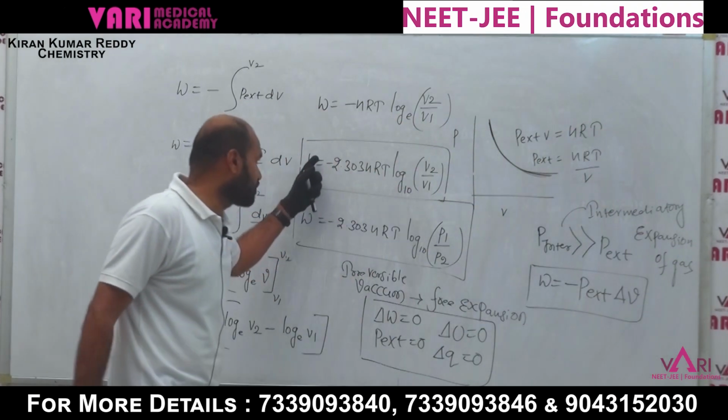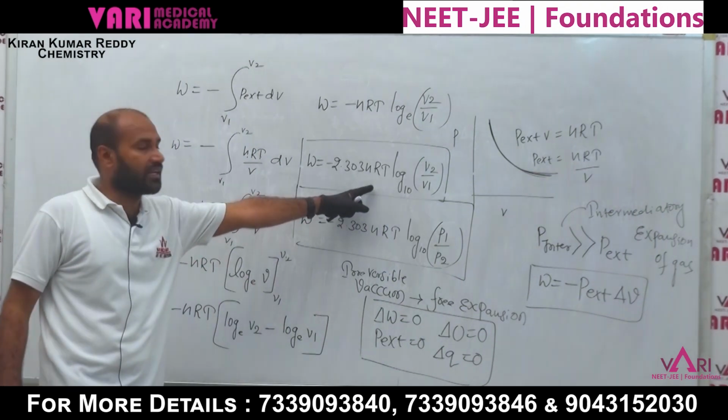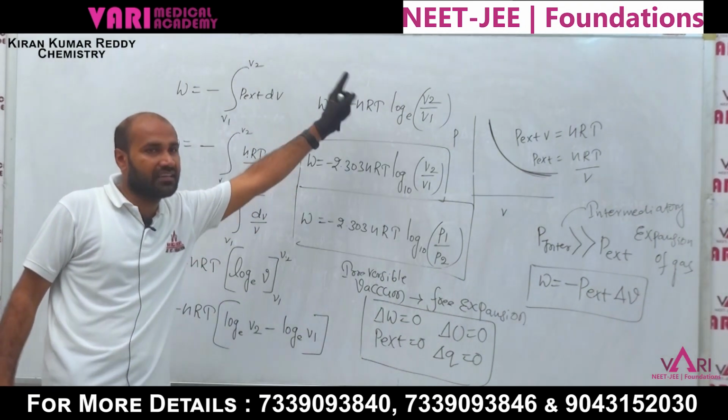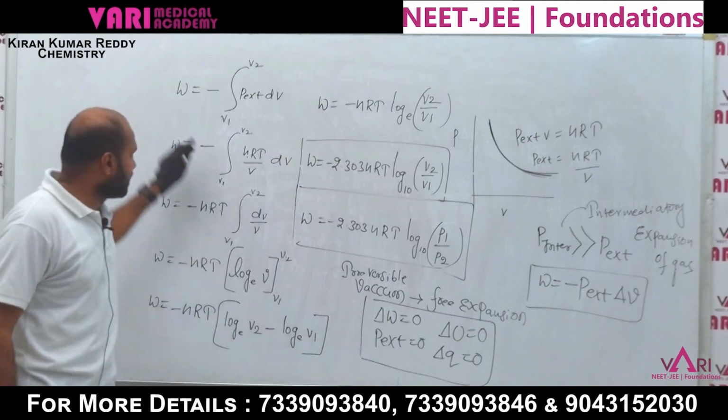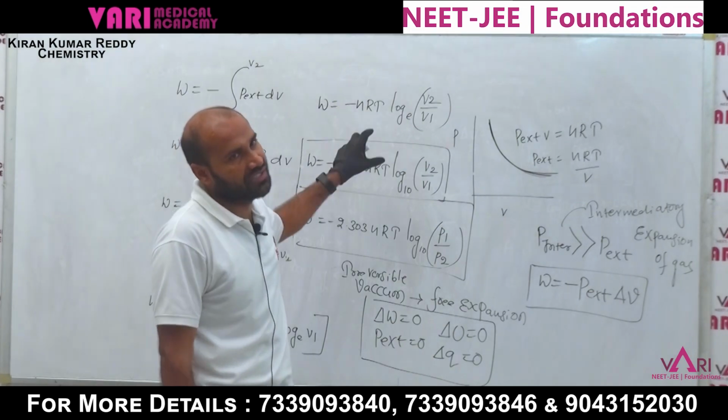And here are these two formulas: W is equal to minus 2.303 nRT log base 10 V2 by V1. These numericals are asked often and are very important for chemistry.